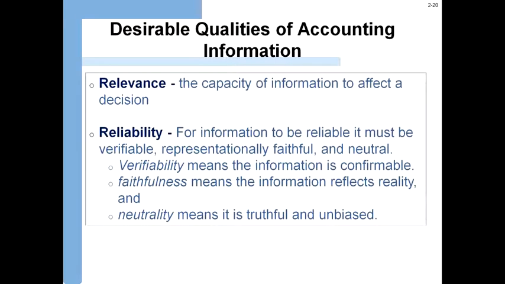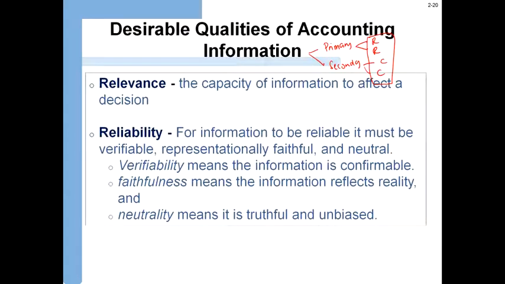In these desirable qualities of accounting information, we already classified the qualities into two categories: first is the primary qualities and second is the secondary qualities. Primary qualities consist of relevance and reliability, and the secondary qualities consist of comparability and consistency. So these are the four elements that will make your accounting information qualities.